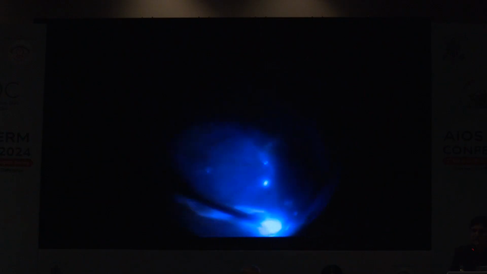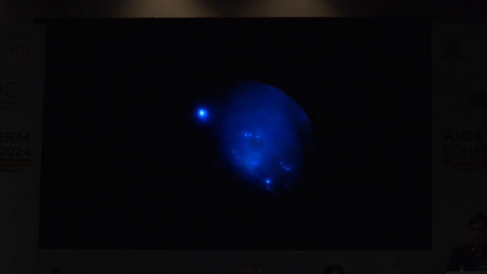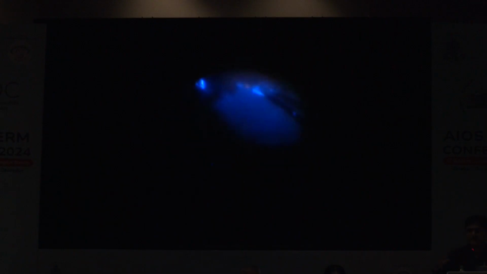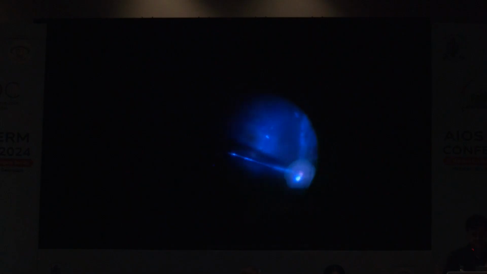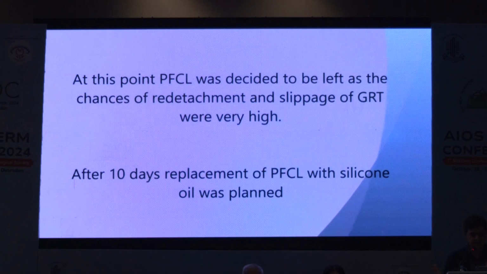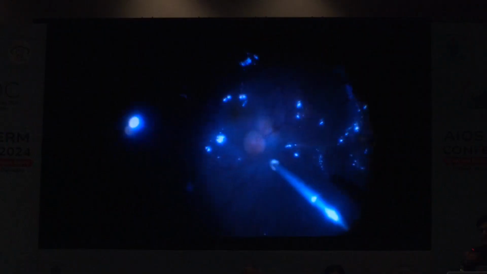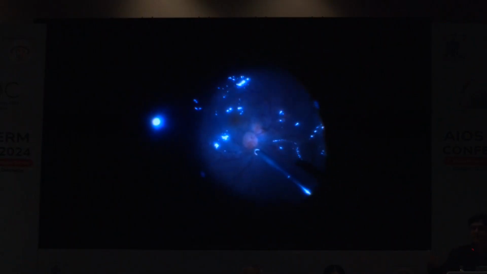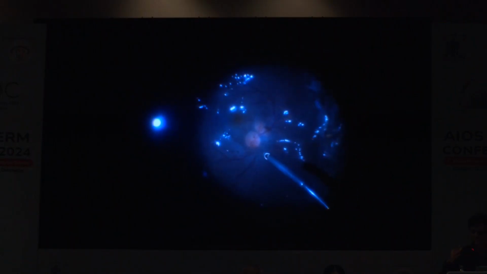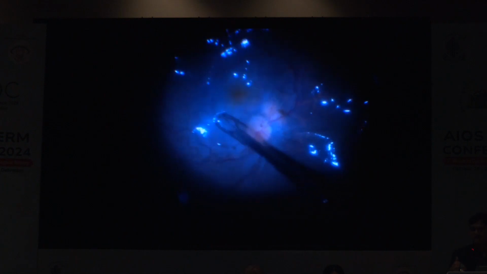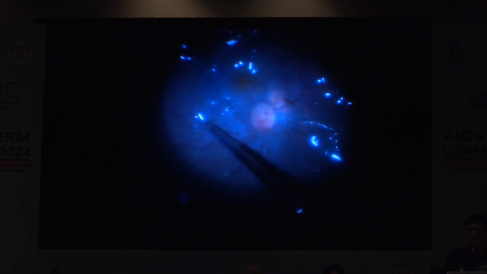So in this case, I decided to leave PFCL. Now this I do routinely in severe cases with PVR D3. I leave PFCL as a temporary tamponading agent. So under PFCL, I've done laser. I've left PFCL, and after about 10 to 15 days, you can see the macula change under PFCL. So the fovea is coming back to its normal position. Removal of residual membranes which are there.